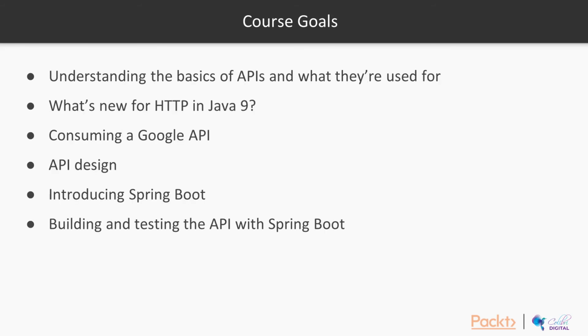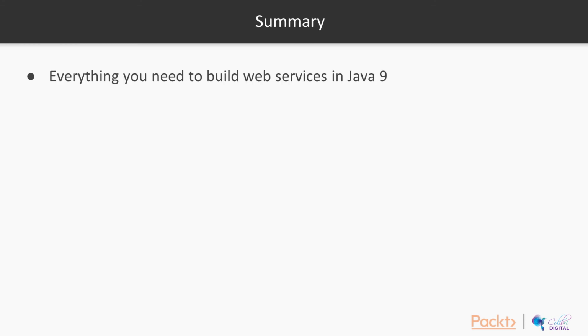So what are the goals of this course? What do we want to achieve? Well, we want to understand the basics of APIs, or application programming interfaces, what they are and what they're used for. We want to learn what's new for HTTP in Java 9. We're going to learn how to consume a popular Google API. We're going to learn how to design an API, the basic principles of REST API design, and then we're actually going to design our own API. We're going to have an introduction to Spring Boot, which, as I mentioned, is a very, very popular framework for building web services in Java. And finally, we're going to move on to building and testing our own API with Spring Boot. So, in summary, this is your one-stop shop, everything you need to learn how to build web services in Java 9.